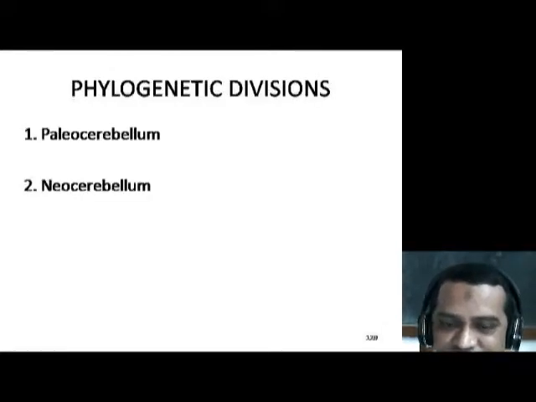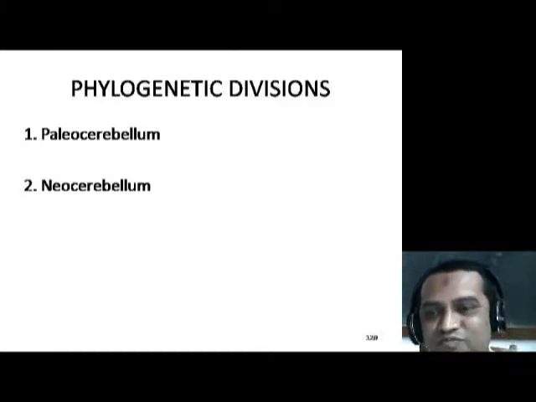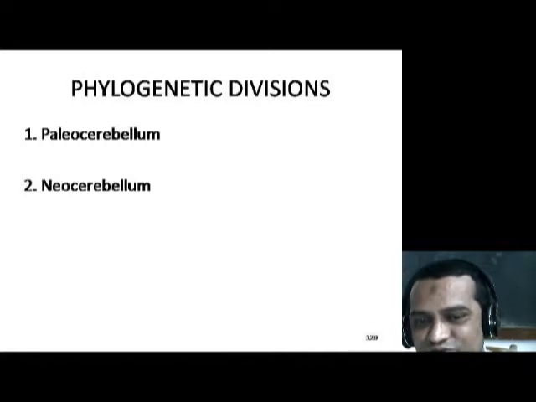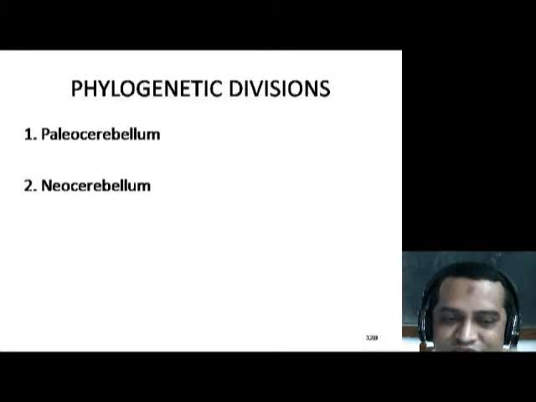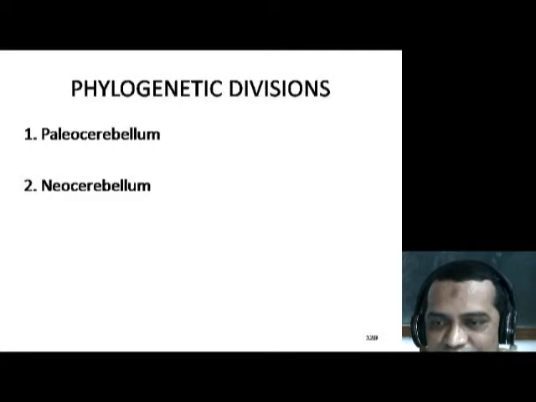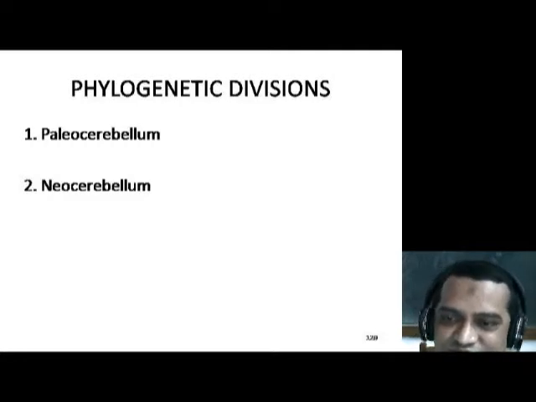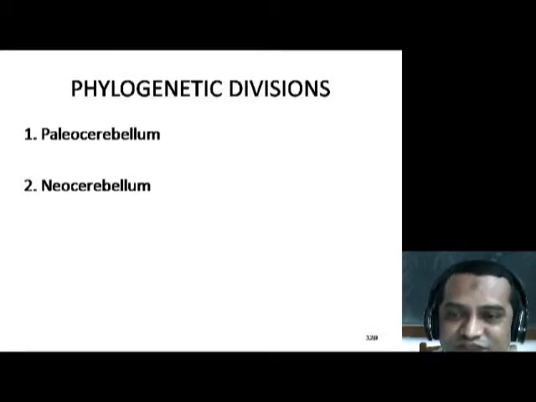Here you can see this is paraflocculus, this is paramedial lobe, and this one is ensiform lobe. This one is ensiform lobe. This is paramedial lobe. So the posterior lobe includes ensiform lobe and paramedial lobe. It also includes lobulus simplex, declive, tuber, pyramid, uvula, paraflocculus, and these lobes.